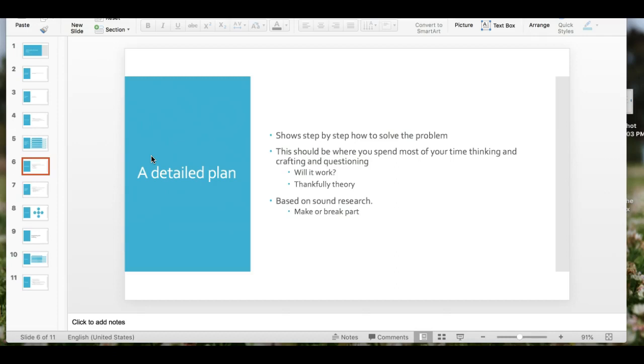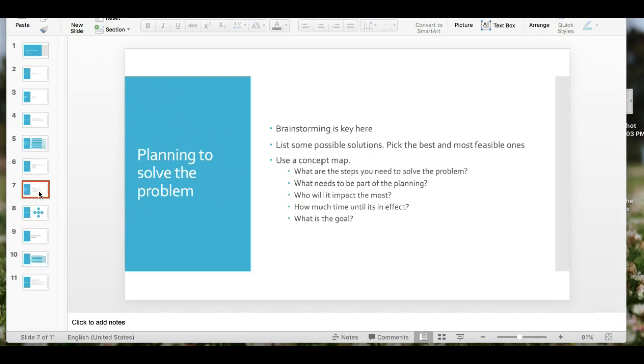So you want to make sure that your solution is based on sound research. And this is the make or break part of your essay. Your essay can be made or broken on this section alone. Because if you are doing this at the last minute and you say, I'm just going to throw a plan together and hopefully it works, you won't pass. And that's just clear as day. You won't pass because the whole purpose of the essay is to consider a solution to a problem. Okay? Okay.